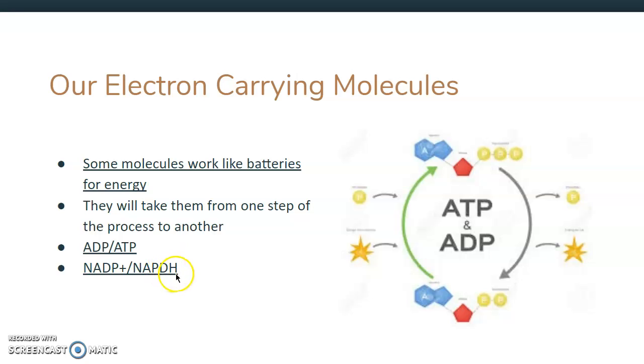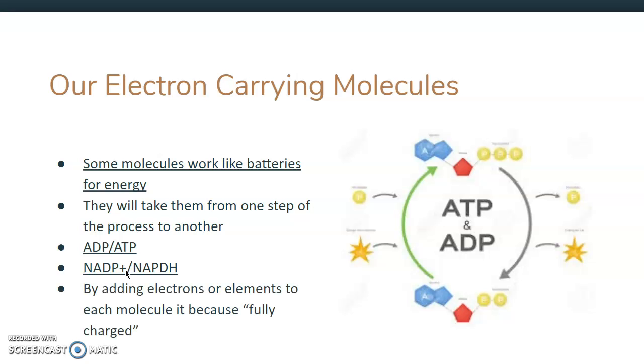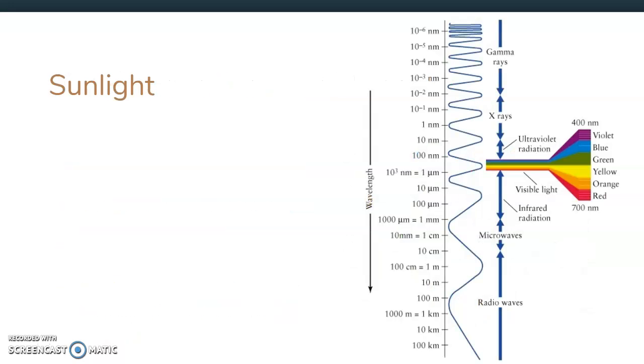Another one that works very, very similarly is NADP plus and NADPH. If we're adding an H, we will remove our plus, and again, it's another battery molecule. By adding electrons or elements to each molecule, it becomes fully charged. Now we can move around our battery a lot easier than if we wanted to just use electricity.